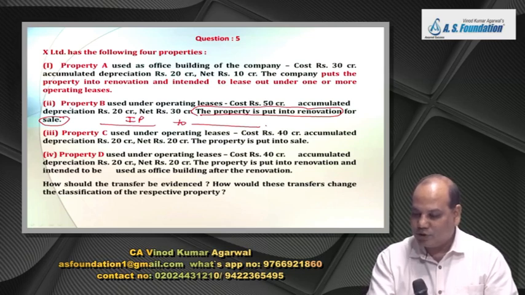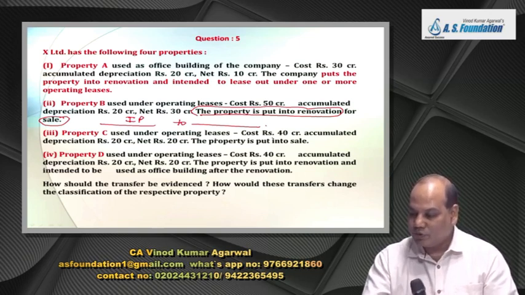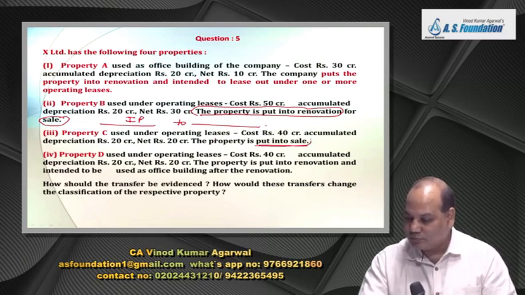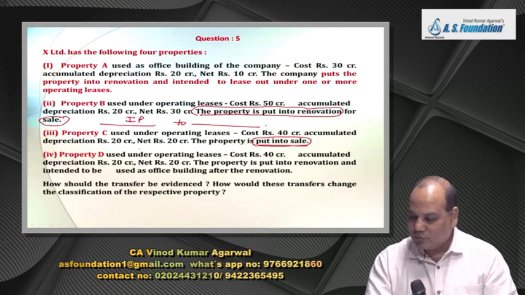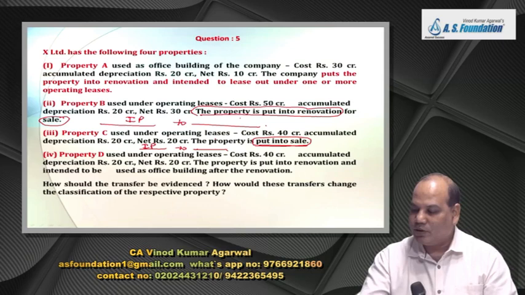Okay, second question we'll discuss later. Property C, used under operating lease. Same question, cost rupees 40 crore, depreciation 20 crore, net 20 crore. Property is put into sale. So dash to dash, fill in the blanks. Operating lease right now, investment property to. Both will be held for sale, or this will be inventory and this will be held for sale.